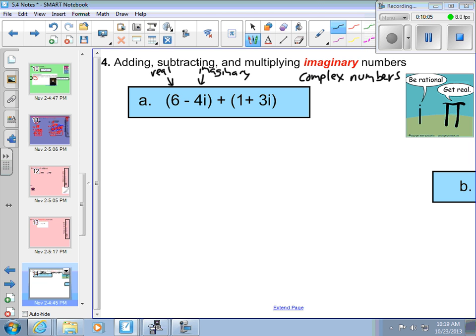When you're doing these types of problems, you just combine the real parts together and the imaginary parts together. You treat it like a variable. So if we combine these together, what are our real parts? 6 and positive 1 would combine together to be 7. If we combine our imaginary parts, negative 4i plus 3i would be negative 1i. You could put the 1 if you want, or just i, and that would be the answer.